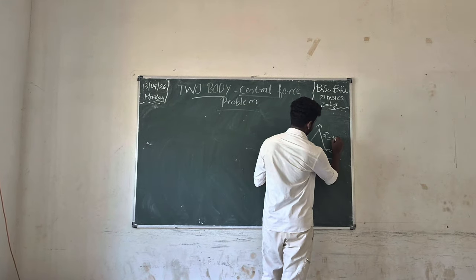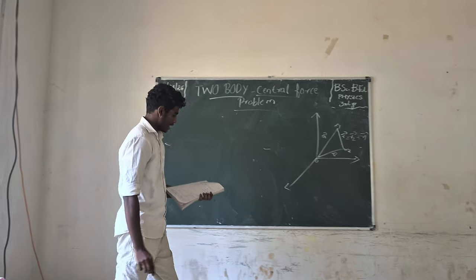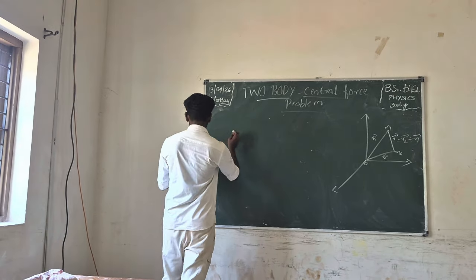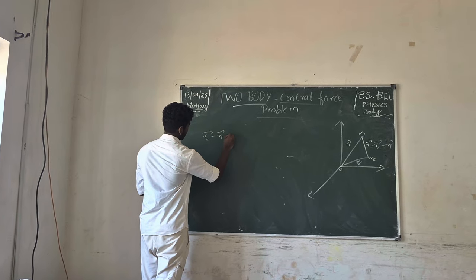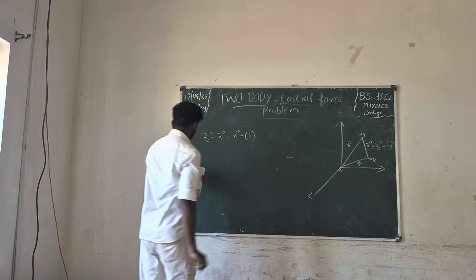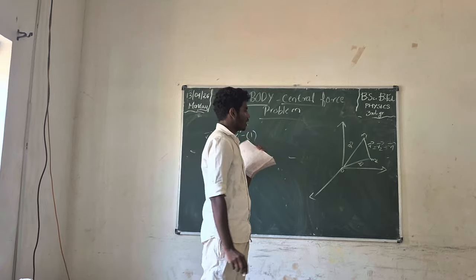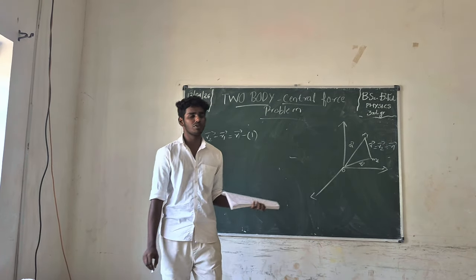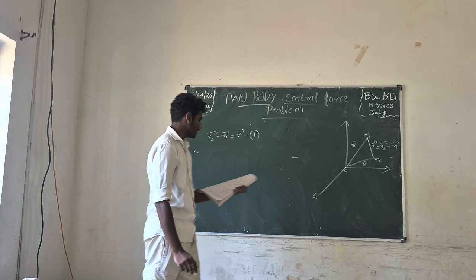r2 minus r1. Okay, we can write that as r2 minus r1 is equal to vector r, as our equation 1. We already know the equation for the Lagrangian, right? How to find the equation for a Lagrangian? It is L is equal to T minus V.